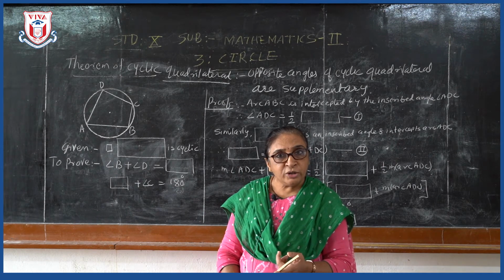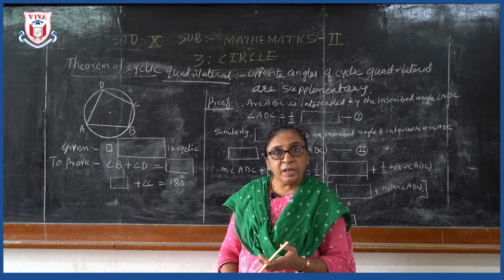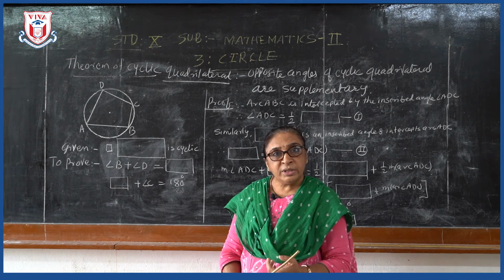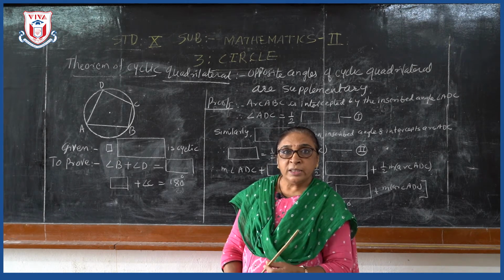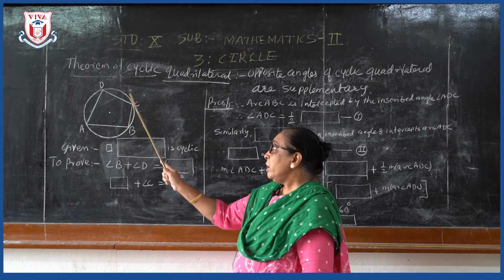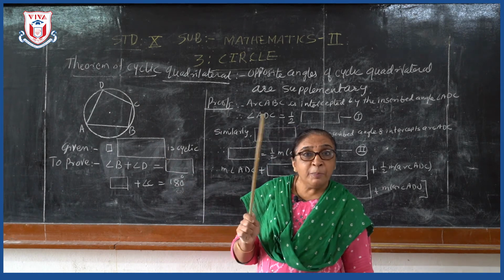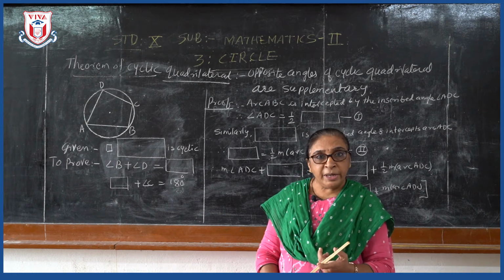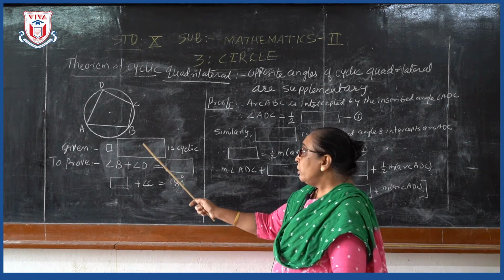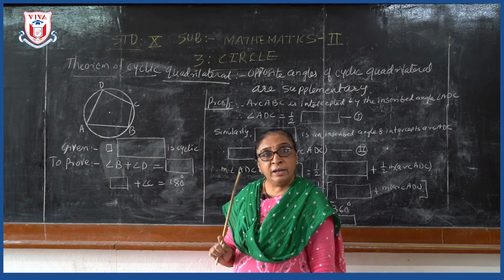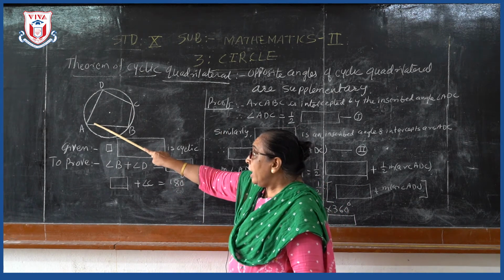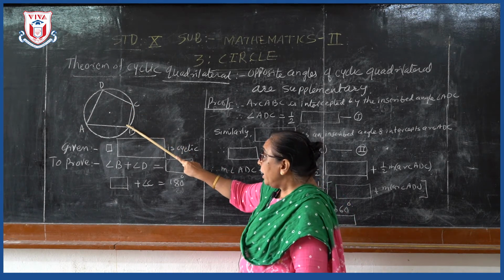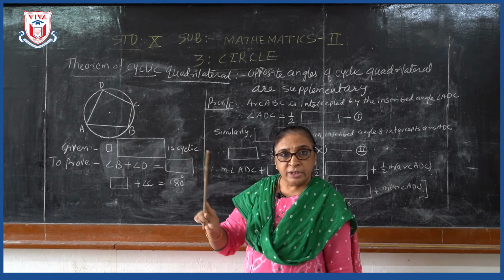So what is the definition of cyclic quadrilateral? If the vertices of a quadrilateral lie on the same circle, then it is called a cyclic quadrilateral. Now the theorem states that opposite angles of a cyclic quadrilateral are supplementary. Now you should find out which are the opposite angles here. Angle A and angle C, these are the opposite angles. Angle B and angle D are the opposite angles.